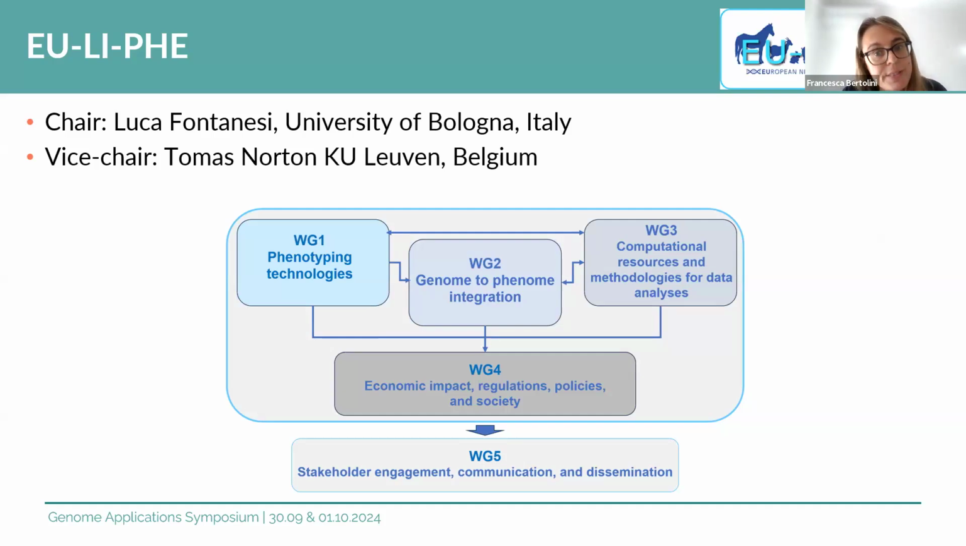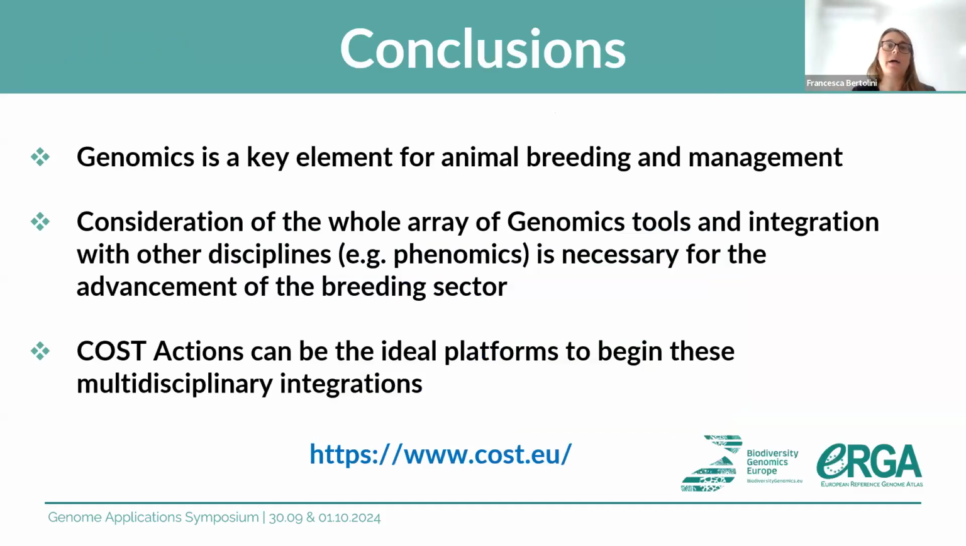But aquaculture is also joining that, because a lot of technologies to predict the yield of a fish and the quality of the meat of the fish before it is slaughtered are becoming more and more important. And then, of course, a lot of information needs dedicated computational resources, and also dialogue with policymakers and stakeholders. So, concluding, genomics is a key element for any kind of species, animal breeding and management.